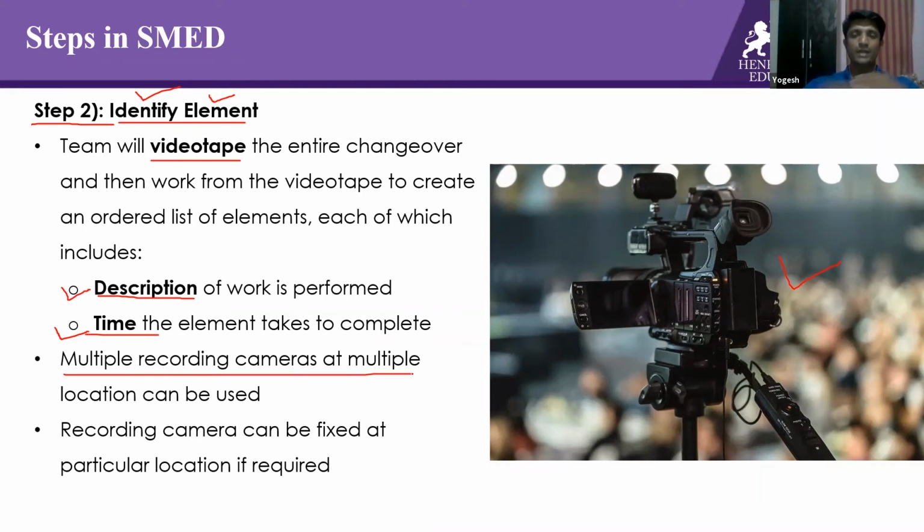If it is an assembly line, or a big, long process, where you need to cover a lot of area, then you can use multiple recording cameras. That can also be done. A recording camera can also be fixed at a particular location if required. If there is no movement of people, and people are working in the same fixed location, then there is no need to hold the cameras. You can fix the camera location, and then recording can begin. So this is the second step.